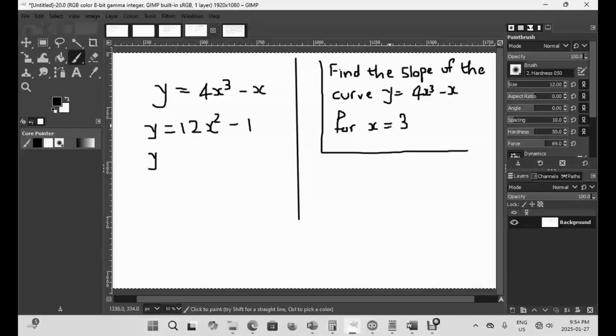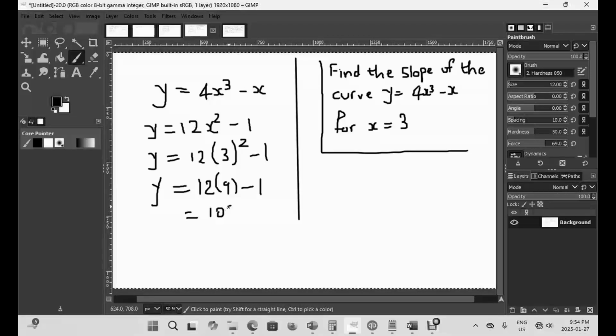So x equals 3. We've been given the x value. So this will be 12x squared minus 1, which means that y equals 12 times 9 minus 1. This will be 108 minus 1, which becomes 107. So your slope is 107.